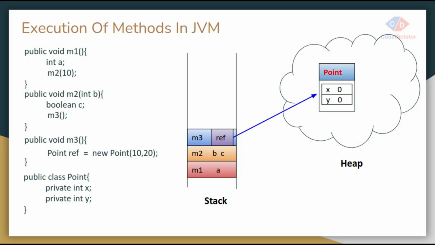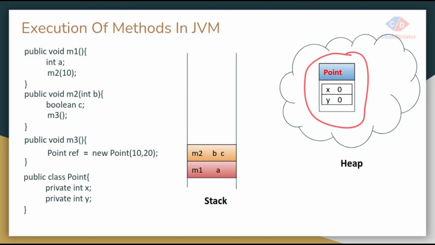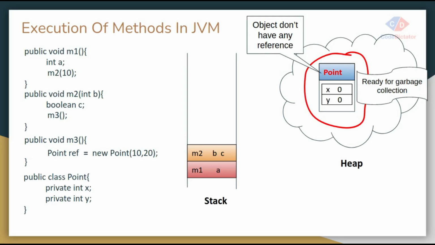And once the execution of my M3 method is completed, it will return a value if M3 is returning anything, or if it is just returning void, it returns nothing. Then it will simply pass the control to the calling method. So M2 is calling M3, and after completion of M3 execution, the control will return back to my M2 method. When it returns, the object will be deallocated, and whatever value is present inside my heap memory doesn't have any reference right now.